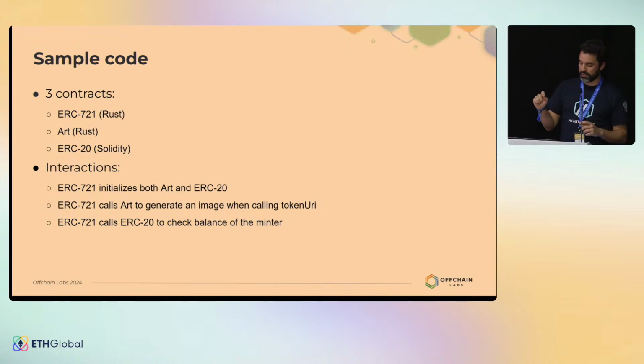So the ERC721 is going to initialize both the ART and the ERC20 contract. In this specific case, when calling the token URI method of the NFT contract, the image is going to be generated by the ART contract. So it's going to make a call to the ART contract. And when minting an NFT, we are going to check the balance that the minter has in the ERC20 contract. Okay, so the minter will need to have a minimum balance of that token to be able to mint.